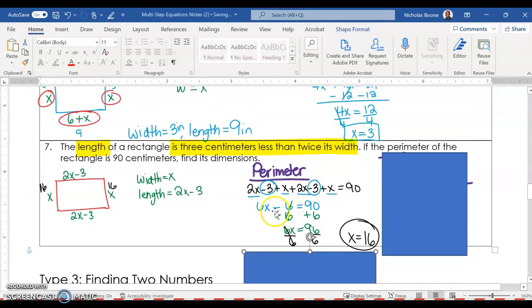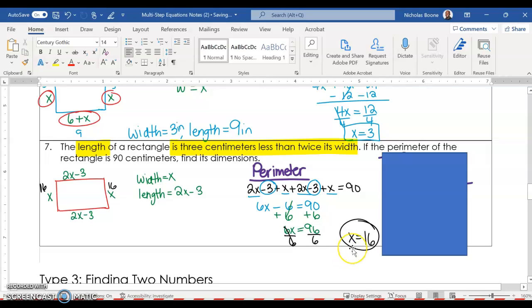So when we start to solve out this equation, we get 6x minus 6 is equal to 90. And we go through the inverse operations to solve that out. And I'm left with x is equal to 16. So since we know x is equal to 16, that is our width. So the width of each side is going to be 16. But that's not enough because it said find the dimensions. So we need the length and the width.